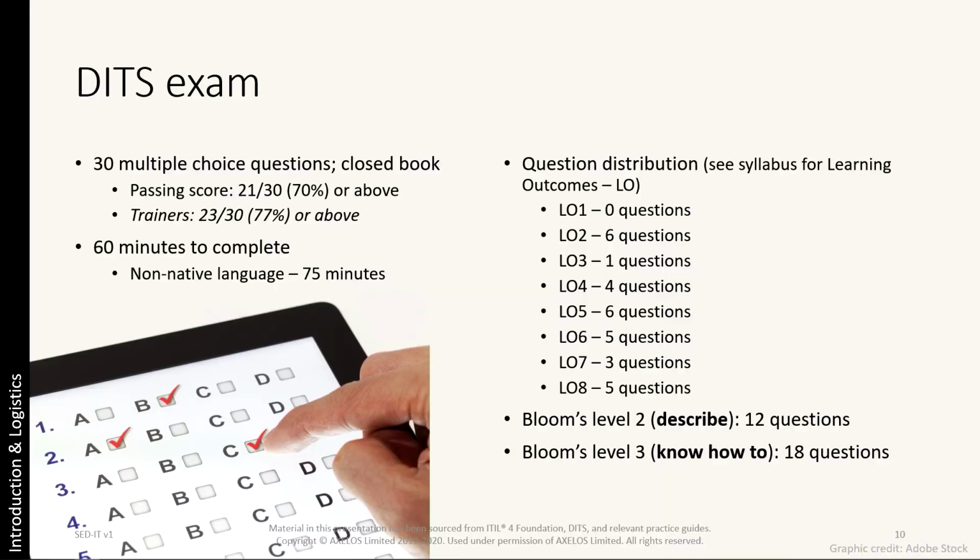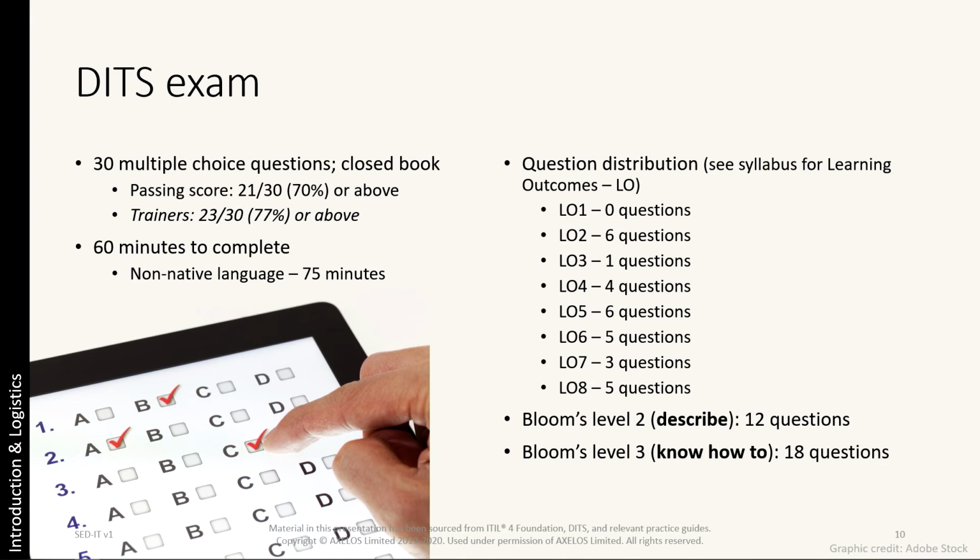Okay, the exam, just as we've said, is 30 multiple choice questions. You have to have 21 out of 30 of those questions correct, which is 70%. If you are intending to be a trainer, you have to have 23 out of the 30 questions correct, or 77%. You have 60 minutes to take the exam. If you're taking the exam in a non-native language, you get 75 minutes. The breakdown of the questions is on the slide, especially at Bloom's Level 2 and 3, as well as the questions per learning outcome. Again, this is all listed in the syllabus.